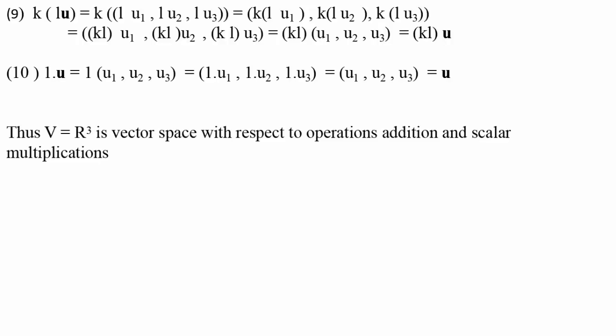Here, V equal to R cube is a vector space with respect to the operations addition and scalar multiplication, because all the 10 axioms are satisfied by the set V equal to R cube with respect to the operations addition and scalar multiplication.